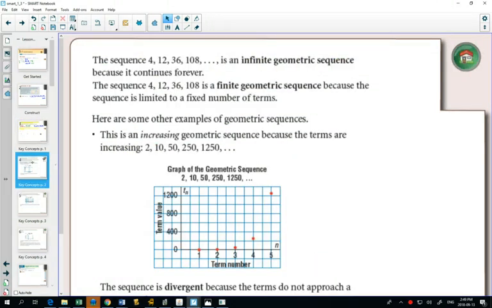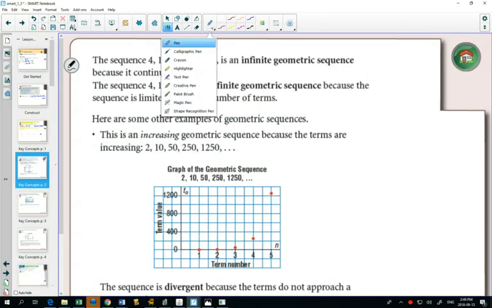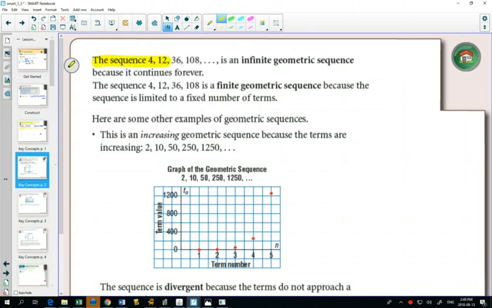A sequence that continues forever. If it has that dot, dot, dot on it, we call it an infinite geometric sequence. And if it ends, if there's only a certain number of them, we call it a finite. So infinite goes on forever, finite has an end.